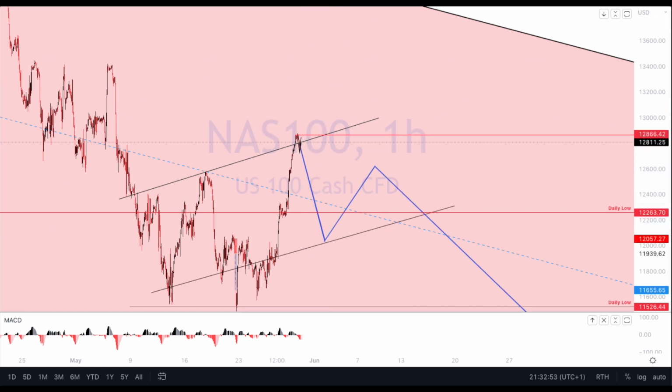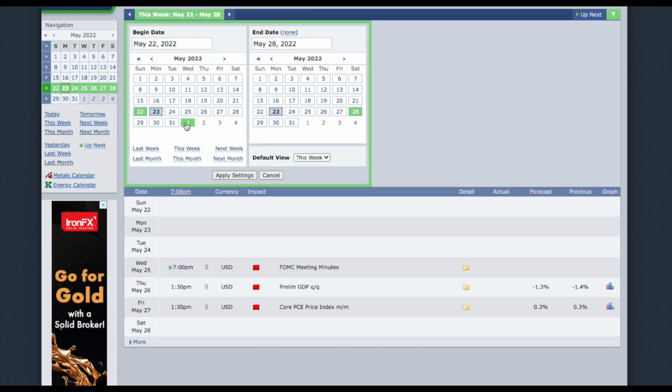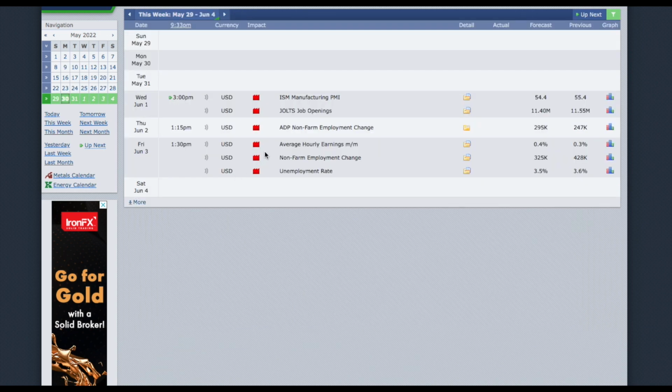Okay, now why would I say this? Well, first off, let's bring in Forex Factory, and we're just going to rejig the dates around a bit. So, okay, this is the week that we're in now. Today's the 30th, and we've got non-farm payroll coming up. Non-farm payroll coming out this Friday, so that's going to have an impact.